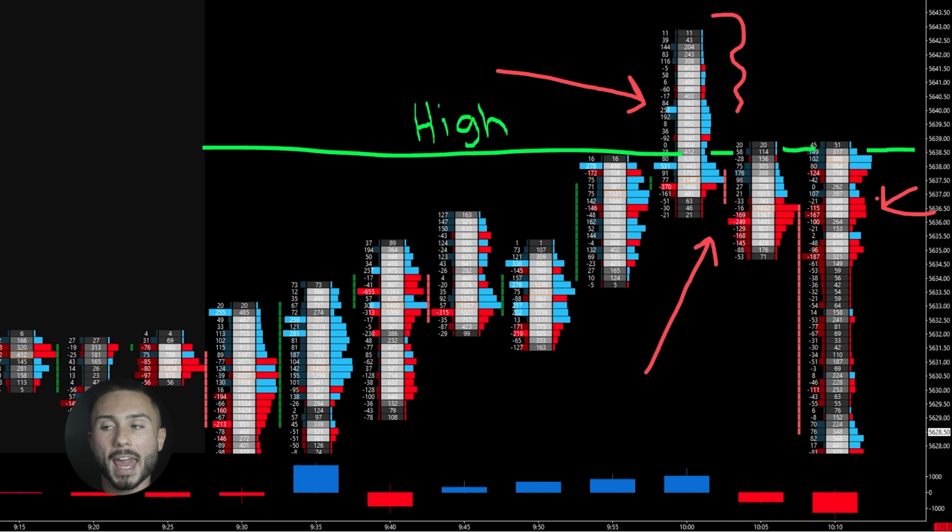This is a textbook A+, 10 out of 10 setup that I'm taking all day long because I know how effective it is. It's all about finding setups that are effective, that I have tested, that I know work out very, very well for me, especially ones with minimal risk. And this is it right here.